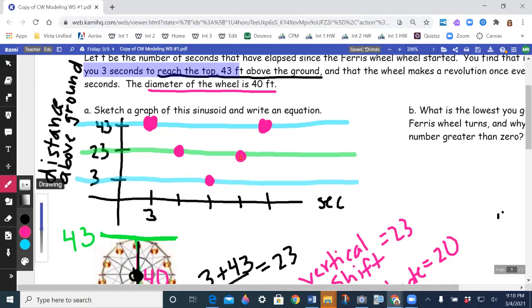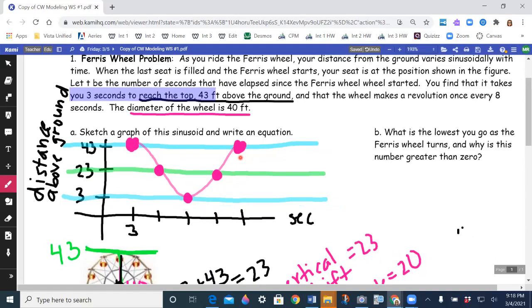Now, this is not an acceptable graph yet because I need to figure out where I'm ending. I know I'm starting at 3. What is this? Well, that's going to be whatever my period is added on to 3. Did they say what the period is here? The one thing I noticed that they said, and let me highlight this, is that the wheel makes a revolution every 8 seconds. A revolution would be a complete circle. That would be one cycle.